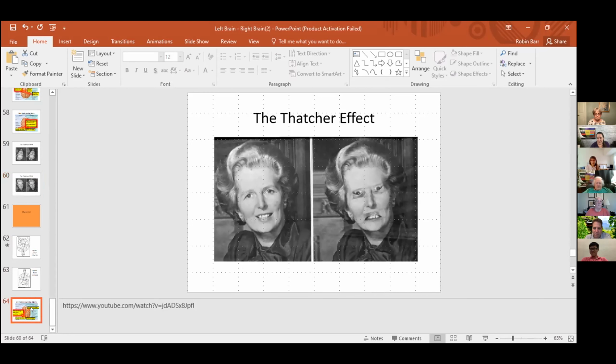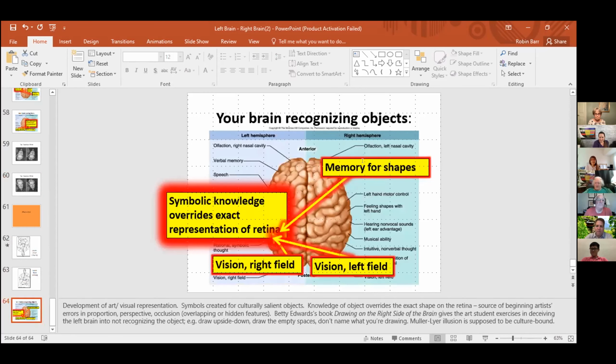Yeah. Horrible. So tell us, we have about 8 minutes before the top of the hour. Can you thread this back to language teaching? Yeah. Okay. So here's an example of what goes on when a brain recognizes objects. You've got your memory for shapes up here in the right hemisphere, left field vision, right field vision in the occipital lobes.